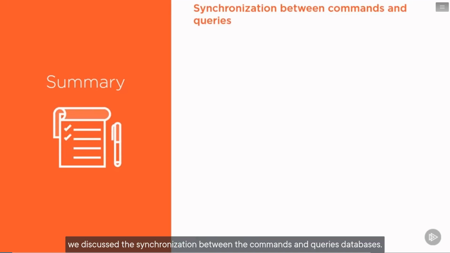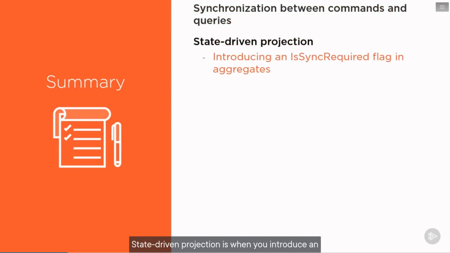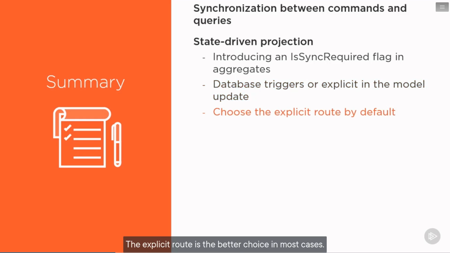In this module, we discussed the synchronization between the commands and queries databases. Such synchronization is also called projection. You learned about the 2 projection strategies, using state versus using events as drivers for it. State-driven projection is when you introduce an isSync_required flag in the aggregates tables and raise it whenever there is a change to them. You can use this flag using database triggers or explicitly in your domain model. The explicit route is the better choice in most cases.